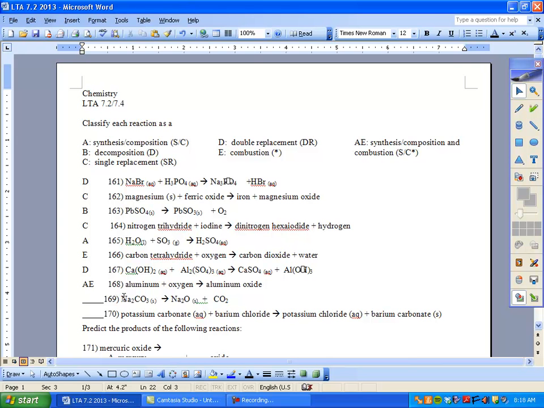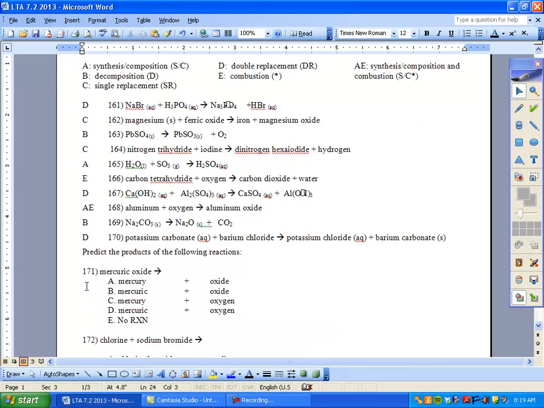Number 169, this is one reactant falling apart to make two products, which makes this a decomposition, just one reactant. And then finally, number 170, I've got potassium switching partners. Here it's with carbonate. It's going to grab barium's partner, so I'm going to have potassium chloride now, and barium gets potassium's partner, carbonate, making that a double replacement.